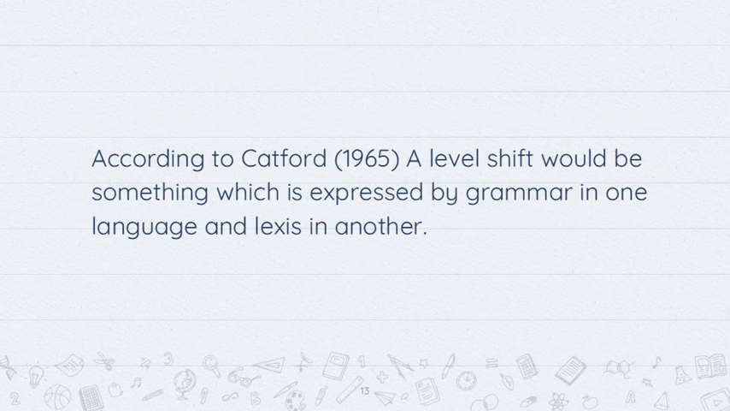According to Catford 1965, a level shift would be something which is expressed by grammar in one language and lexis in another or vice versa. Examples of this are aspect in Russian being translated by a lexical verb in English, igrat, which means to play, and sigrat, which means to finish playing.